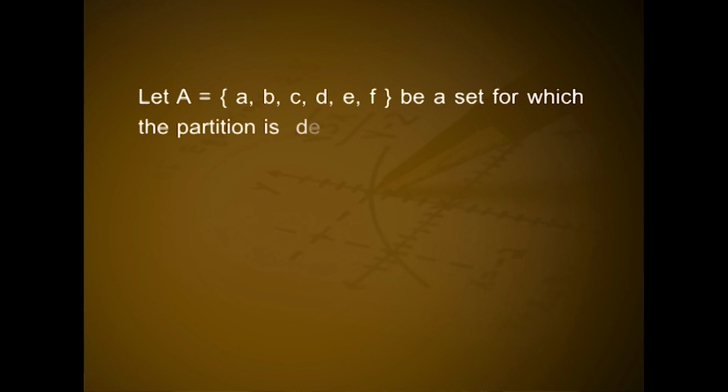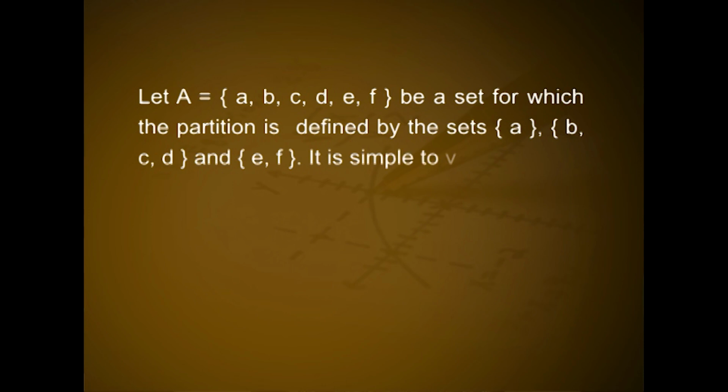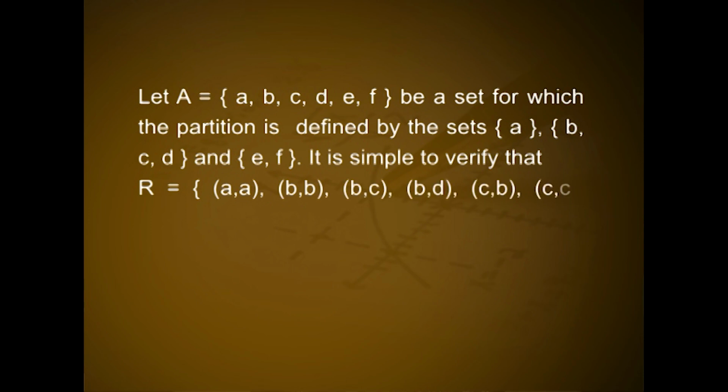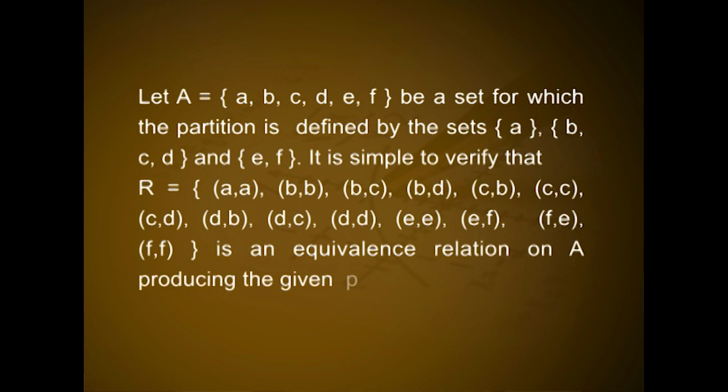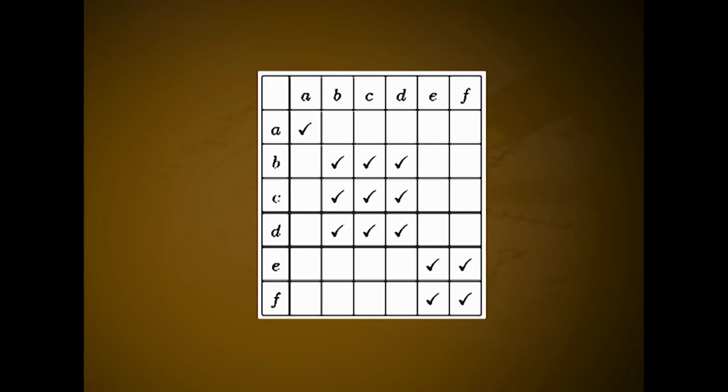It is possible to make out the equivalence relation when a non-empty set and a partition of it are given. For instance, consider the following example. Let A equal the set {a, b, c, d, e, f}, for which the partition is defined by the sets {a}, {b, c, d} and {e, f}. It is simple to verify that R equals the set of ordered pairs (a,a), (b,b), (b,c), (b,d), (c,b), (c,c), (c,d), (d,b), (d,c), (d,d), (e,e), (e,f), (f,e), (f,f) is an equivalence relation on A producing the given partition. The method is to write the universal relation on each subset of the partition and then take their union.